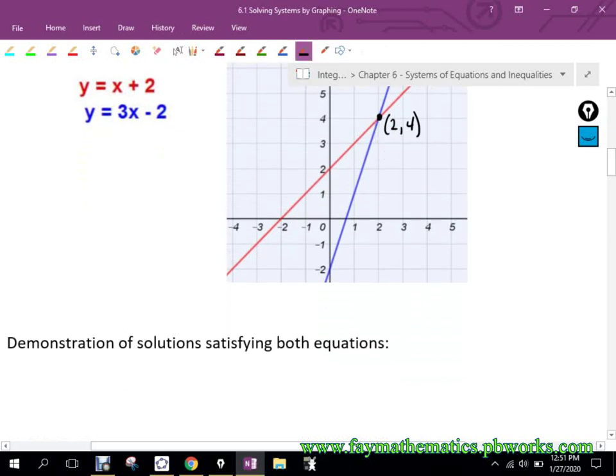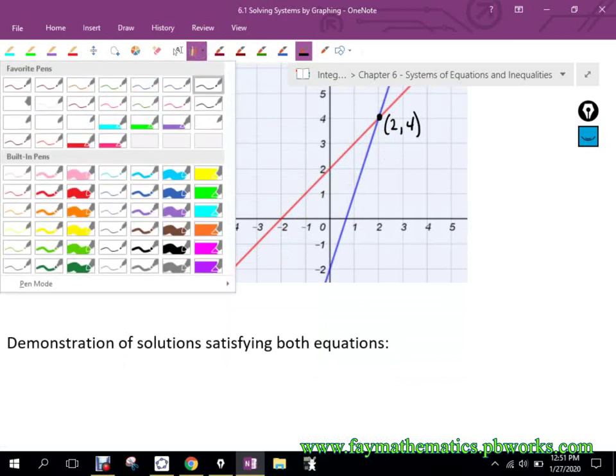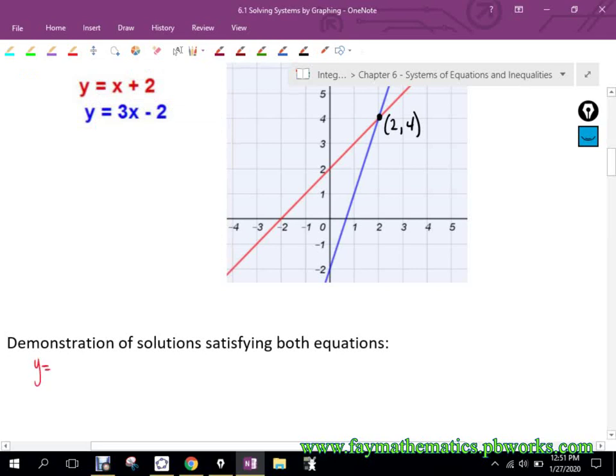Okay? So when I plug into this red one, it says y equals x plus 2, right? I'm going to plug that point in for these values. So the y value is 4. The x value is 2, right? Is this a true or false statement here? True. That's a true statement. 4 equals 2 plus 2, right? That's the idea that that point satisfies the first equation of the system. Okay?